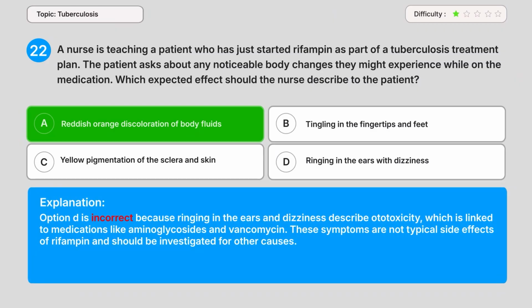Option D is incorrect because ringing in the ears and dizziness describe ototoxicity, which is linked to medications like aminoglycosides and vancomycin. These symptoms are not typical side effects of rifampin and should be investigated for other causes.